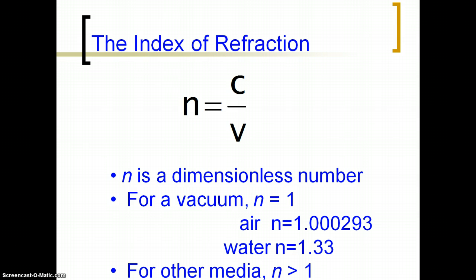For a vacuum, n is 1, because what's the speed of light in a vacuum? It's c. So it would be c divided by c. So it's just 1. For air, it's so close to 1, we call it 1. For all of your calculations, for the speed of light in air, we'll just say n is 1. For water, it's 1.33. For any other media, it's always going to be greater than 1. Moving on.